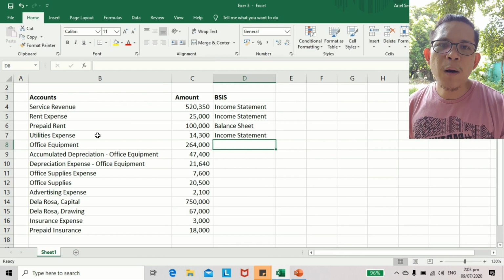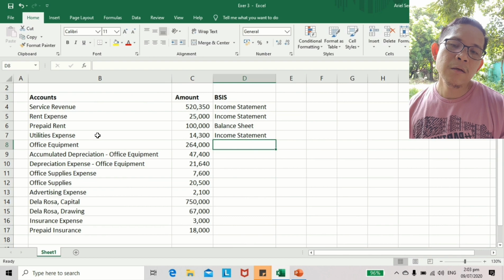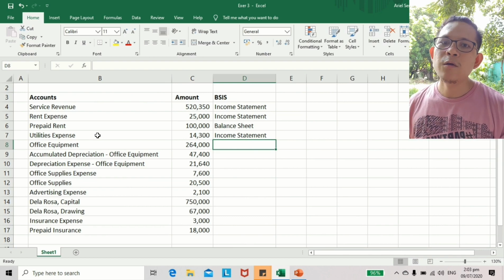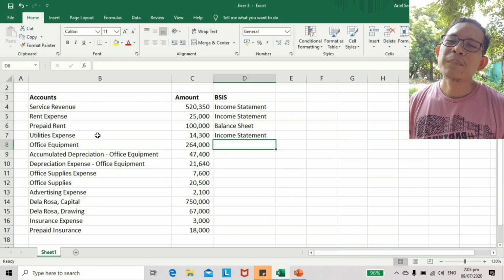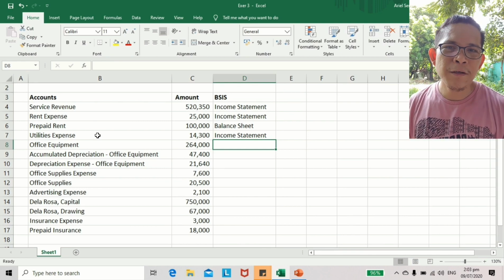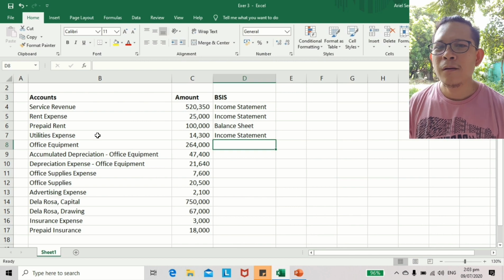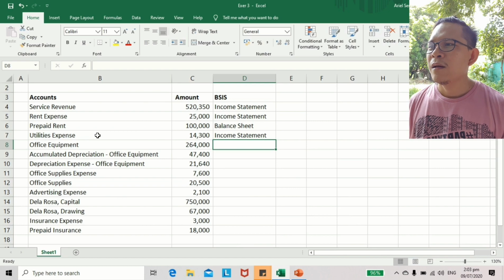Kasi ang usual na transactions involving mga utilities is dumadating yung mga statement of account, yung mga billing statement, okay, yung mga singil sa atin. Let's say, SOA from Converge for internet communications. Okay? So, hindi tayo nagpi-prepaid doon. That's why your utilities expense is an income statement.